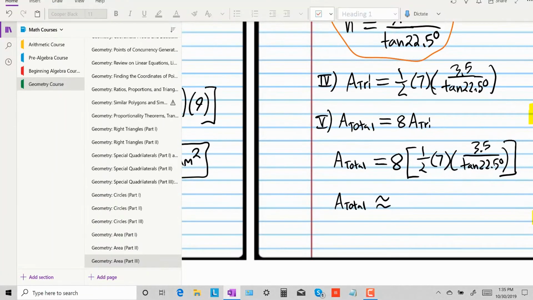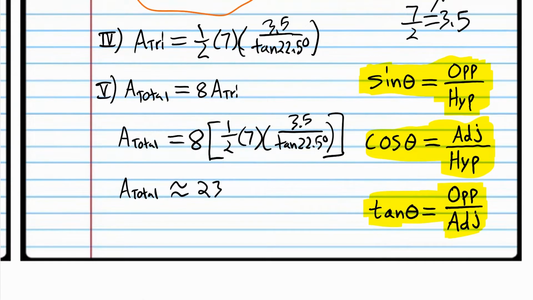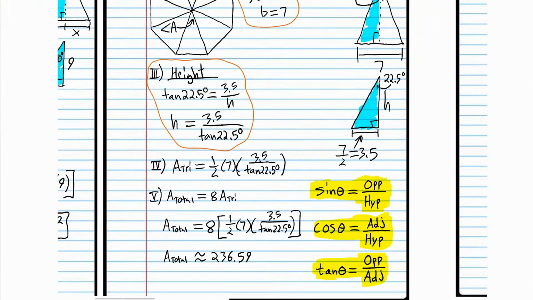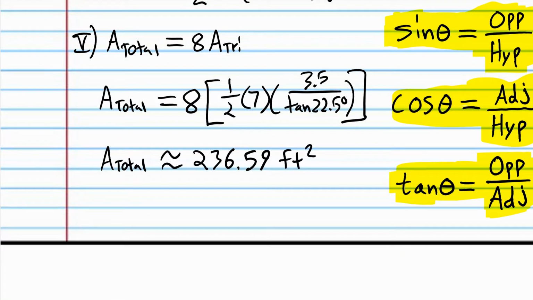So let me get my calculator out. 8 times 0.5 equals, and again 1/2 is 0.5, just write 0.5. That's easier than writing 1 over 2, and it presents problems if you try to write 1 over 2 on your calculator. Times 7 equals, times 3.5 equals, and then divided by 22.5, and the tangent button, and then equals, and we get 236.59. So it's approximately 236.59, and our units are feet. So square feet.